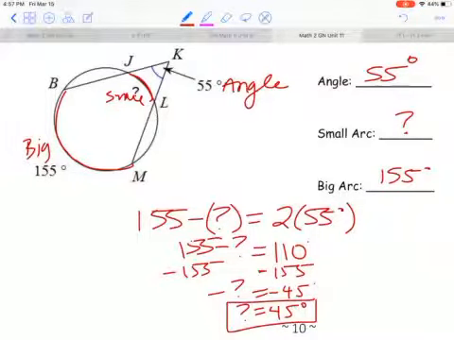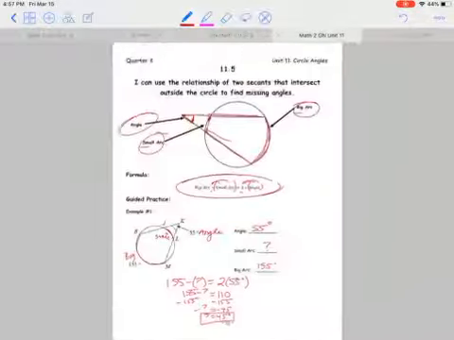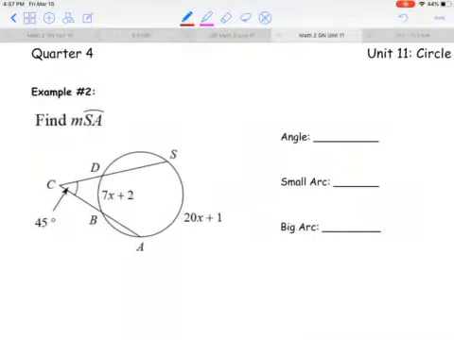Okay, the next question. If you got this wrong, make sure you raise your hand and ask me about it. But the next section, number 2. So we're going to be finding x and then plugging it back in because it says find MSA, the measure of SA. So go ahead and label your angle, small arc, and big arc, and push pause while you do that, and then push play to check your answers.